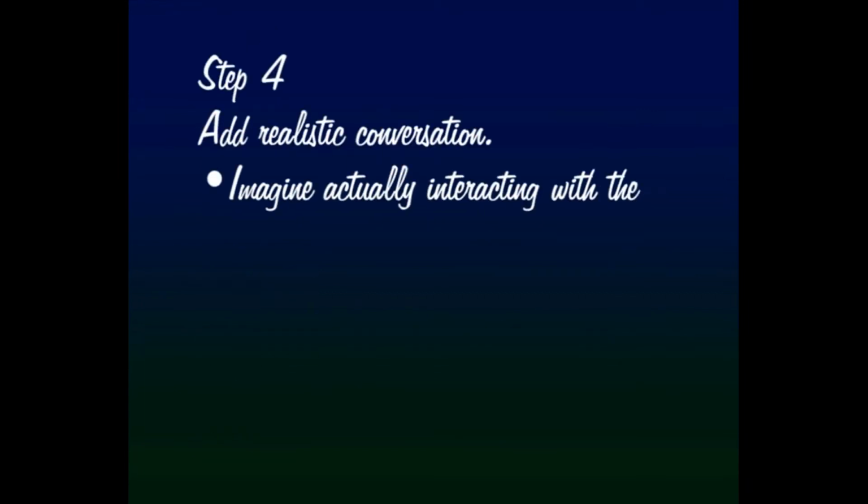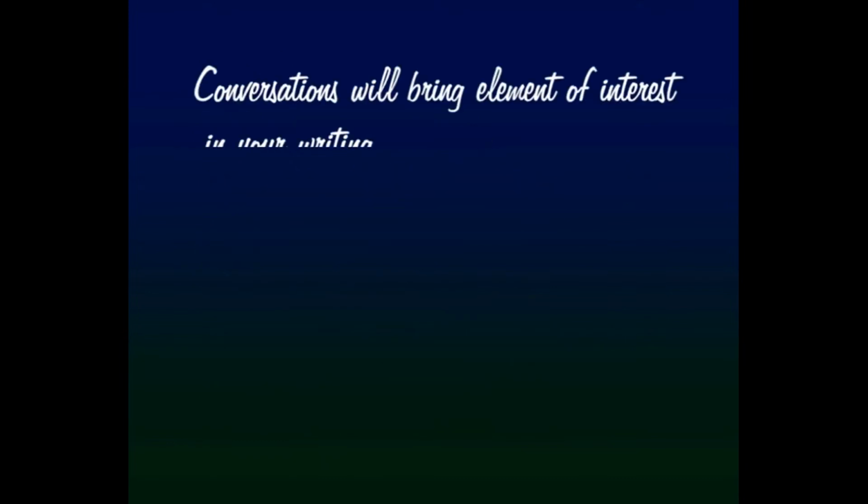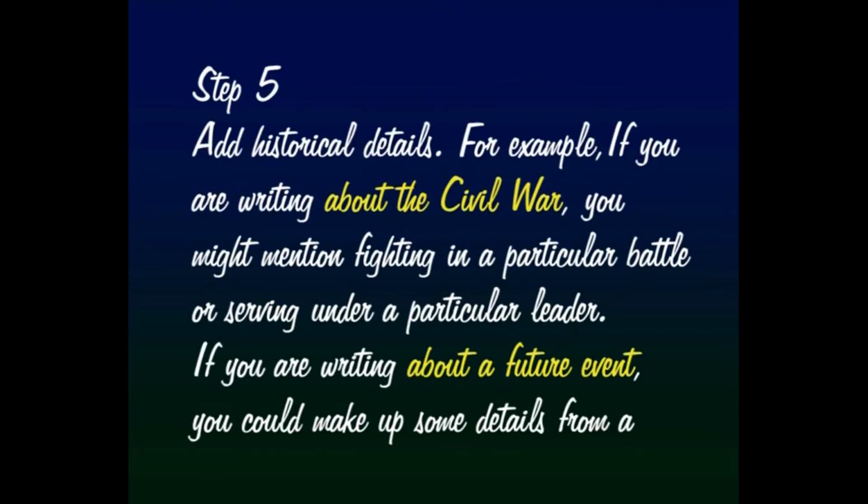Step 4. Add realistic conversation. Imagine actually interacting with the characters around you. Do you see eye to eye, or do you have different perspectives? Show it through your conversation. Conversations will bring element of interest in your writing. Step 5. Add historical details.